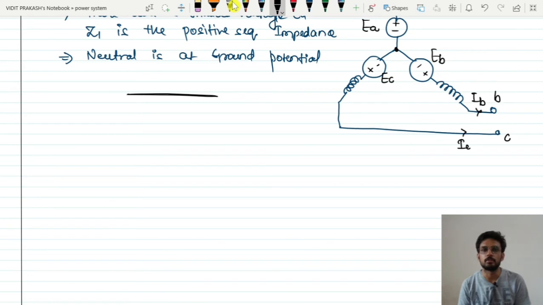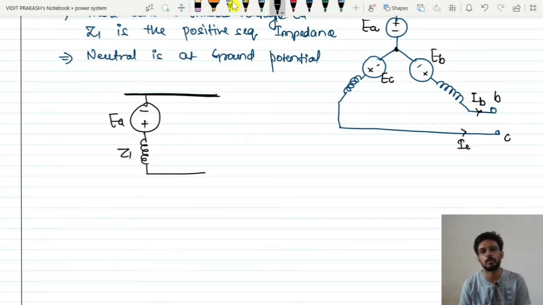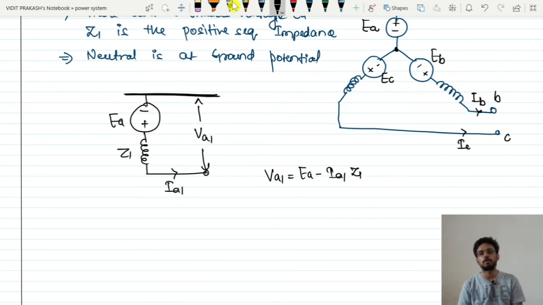Now how to draw this? This is the reference bus, and this is the induced EMF EA, and this is the positive sequence impedance Z1. This is the positive sequence current, and this is VA1. So what is VA1? That will be equal to EA minus the positive sequence current into the positive sequence impedance.